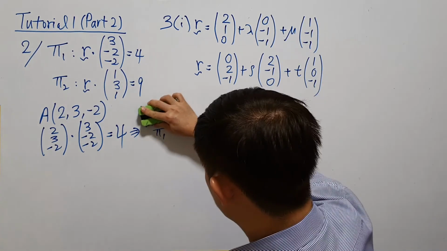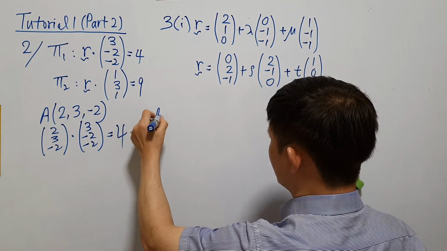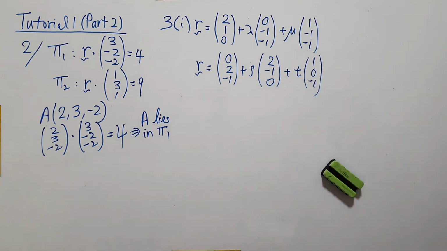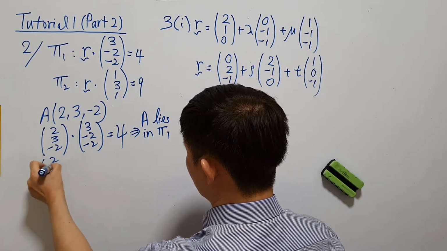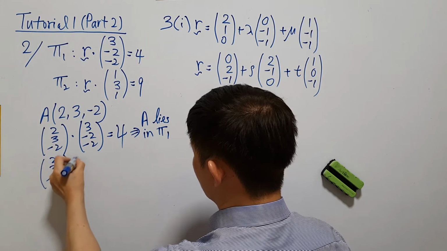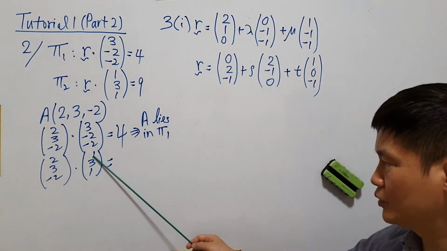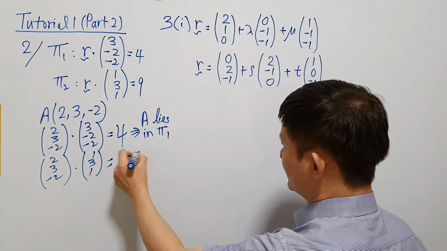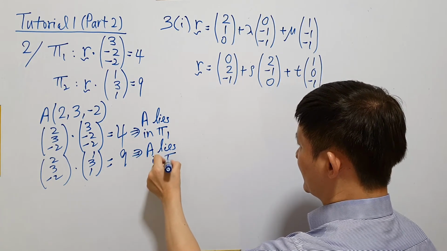A lies, let me write more carefully. That A lies in pi 1. Then you do the same thing. You take the point A, (2, 3, -2), dot with (1, 3, 1). What do you get? You get 2 plus 9 minus 2, which gives you 9. So therefore, A lies in pi 2.